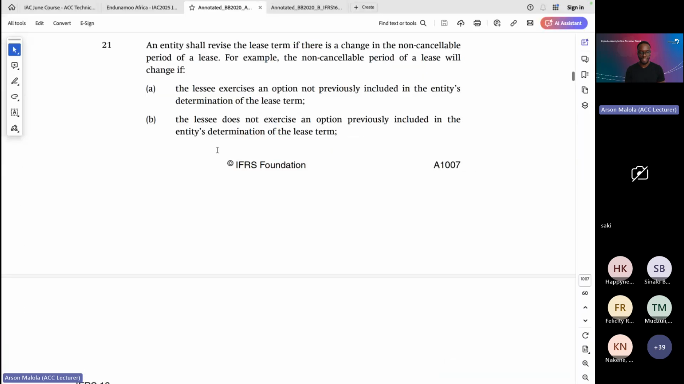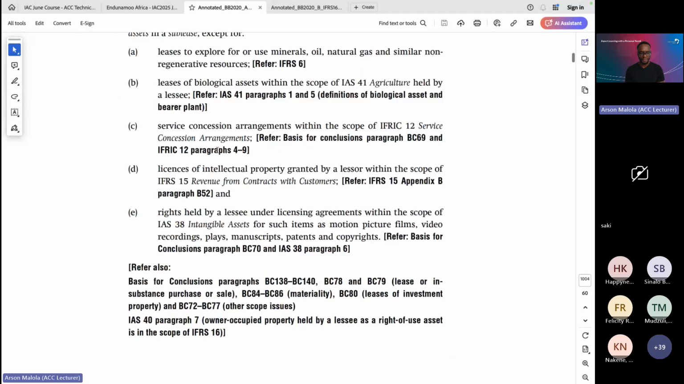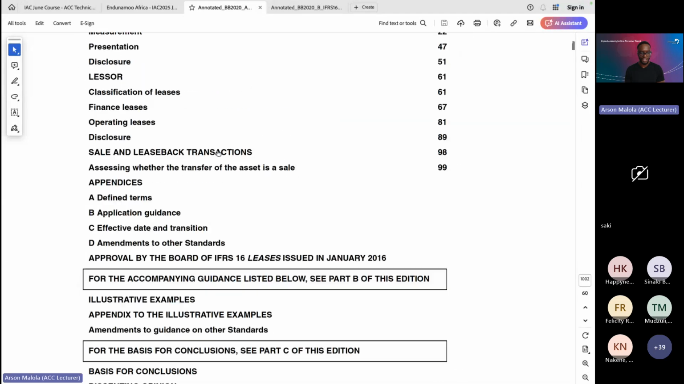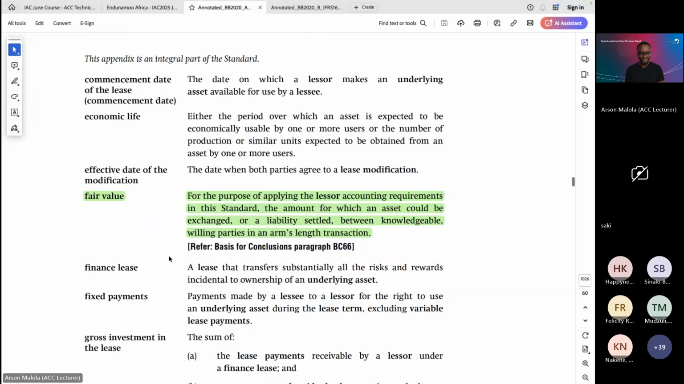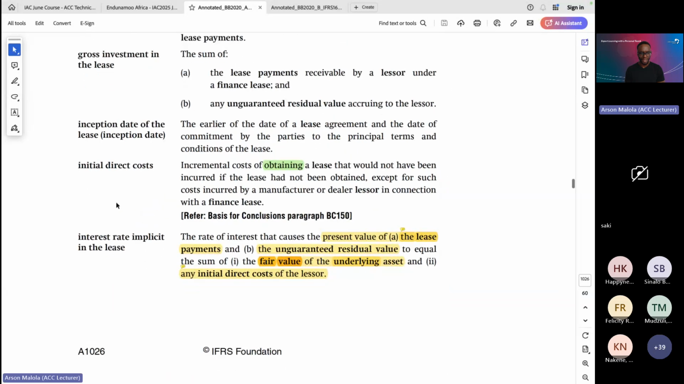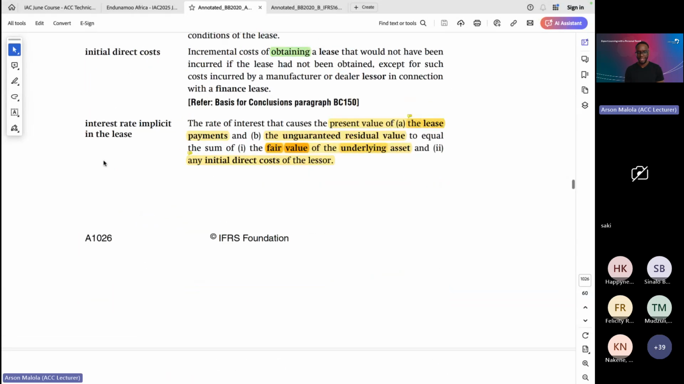So if you go to the definition section, Appendix A, and you look for the definition of the rate implied in the lease, where is it? The rate implied in the lease, which has been highlighted to death, as you can see. It is the rate of interest that causes the present value of the lease payments. Remember, lease payments is defined, and lease payments includes the guaranteed residual, as we just discussed, and the unguaranteed residual.